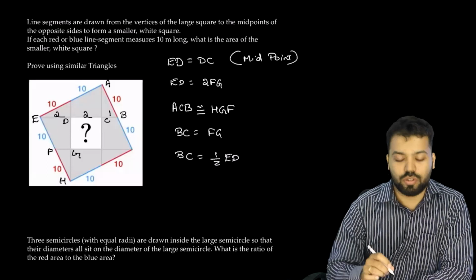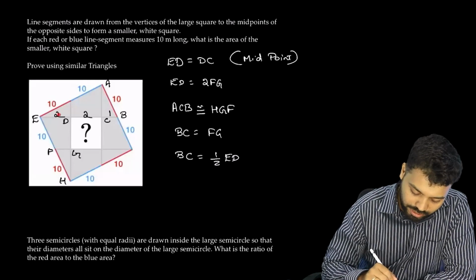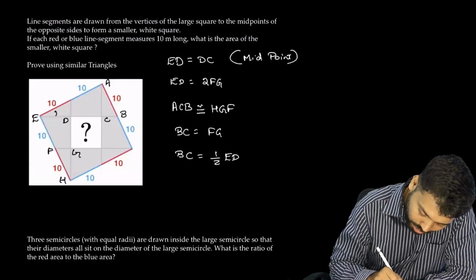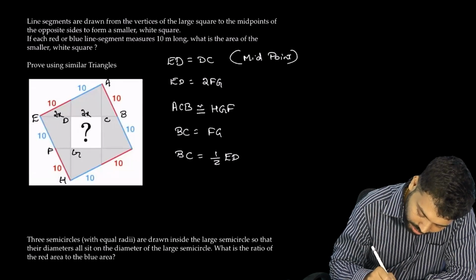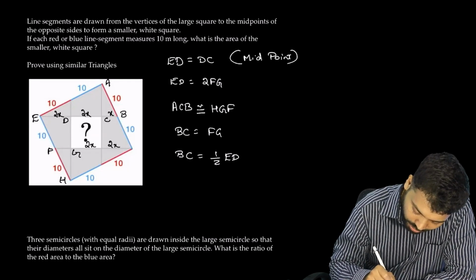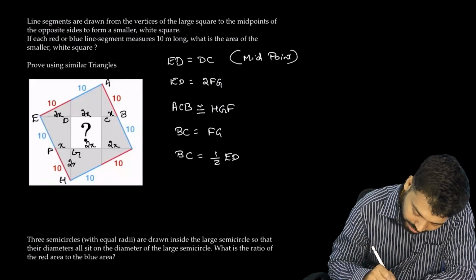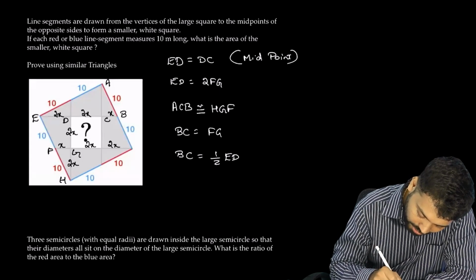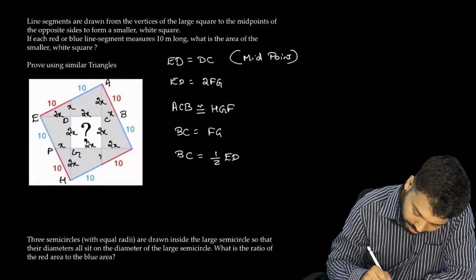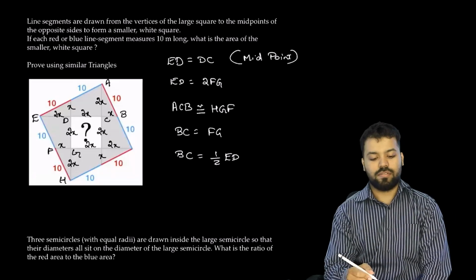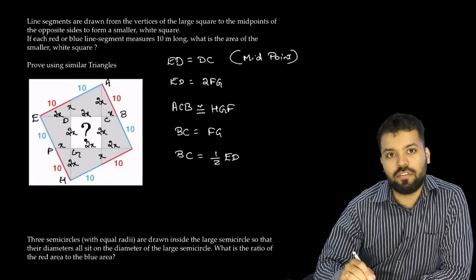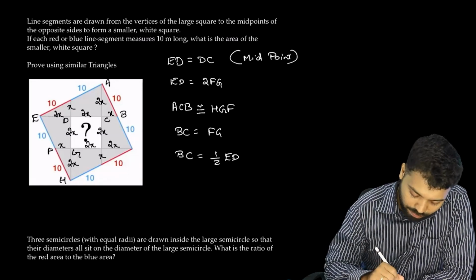2:1. So if I take this as 2x, this will be 2x, this will be x. Similarly, you can prove for other sides also. You'll get 2x, 2x, x. Similarly, we'll get this as 2x, 2x, and x. And we'll get this as 2x, 2x, and x.